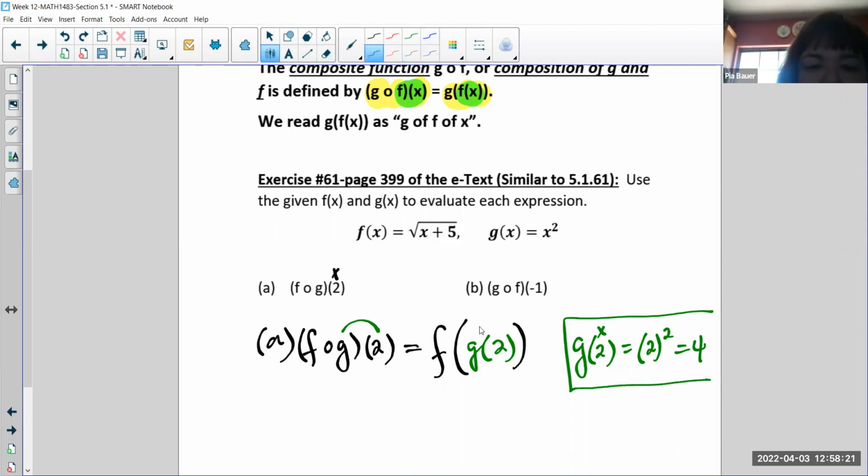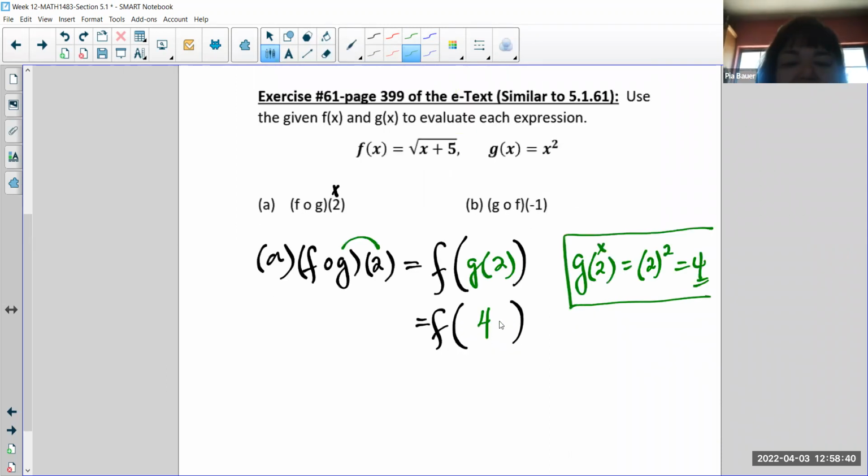So then I go back to my composition here and I have f on the outside and then it says g of 2, and g of 2 is that 4. So I'm going to substitute the whole thing for 4. Now forget about g and forget about that x equals 2. This is saying find f of 4. That is saying wherever you have x in f, you're substituting for 4.